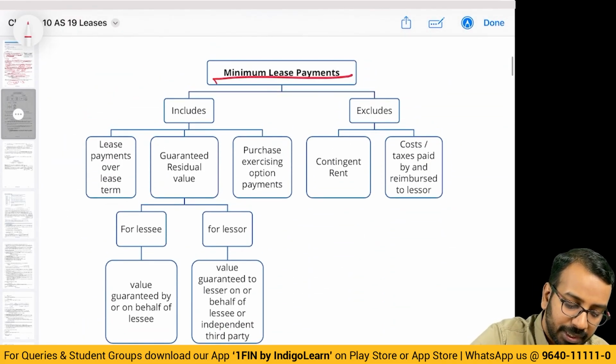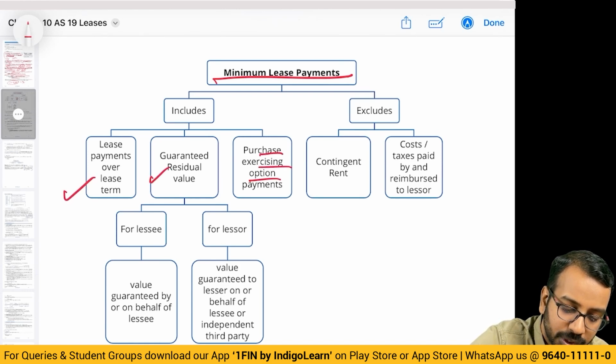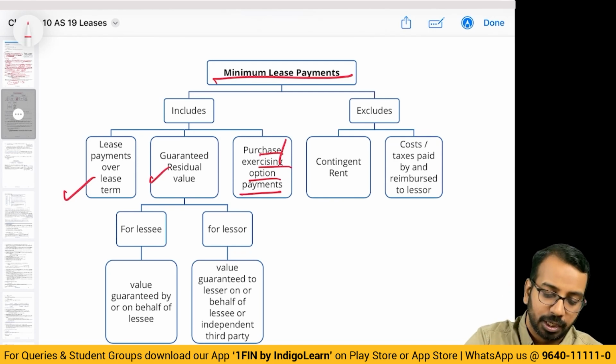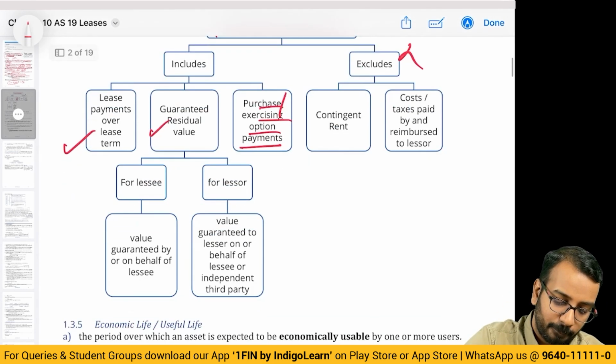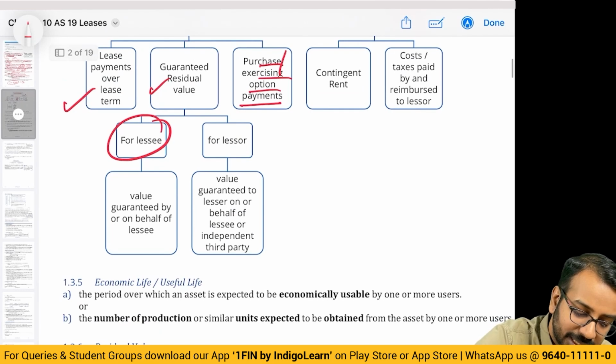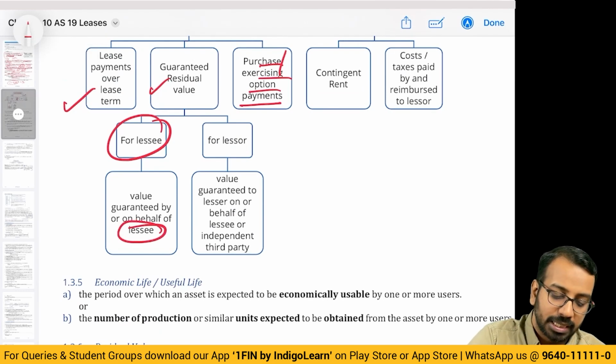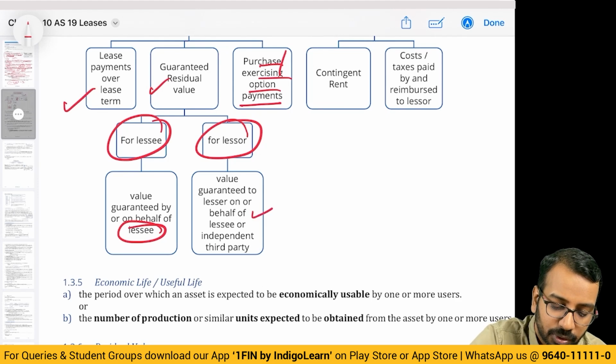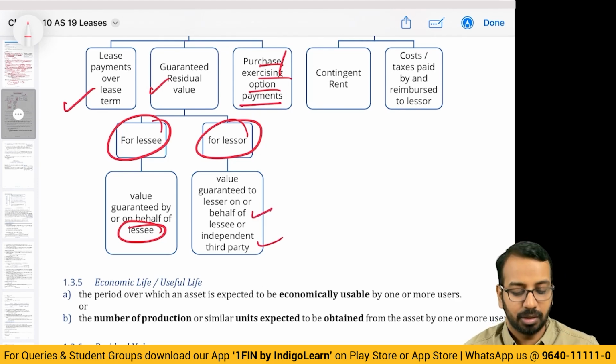So minimum lease payment includes lease payment, GRV, and purchase or exercising option payment. That is also included. This is what is excluded. Now, as far as the lessee is concerned, you will only talk about lessee's guarantee. As far as the lessor is concerned, you will consider both the lessee and the independent third party. Any question on this so far?